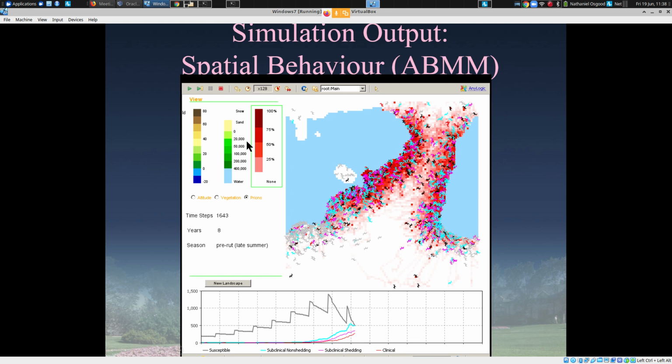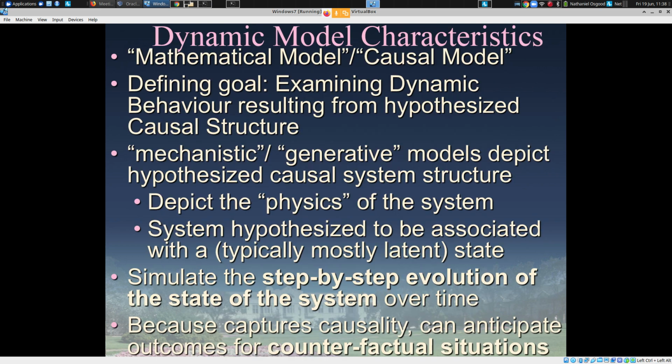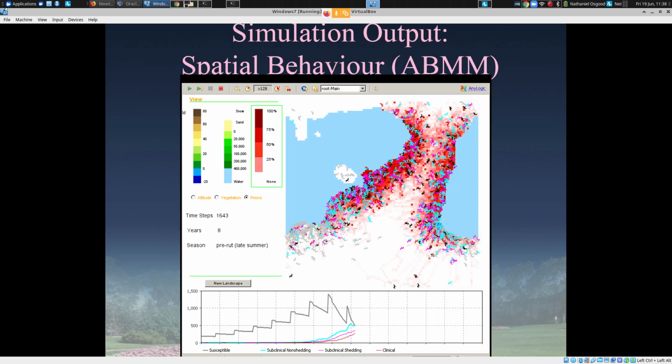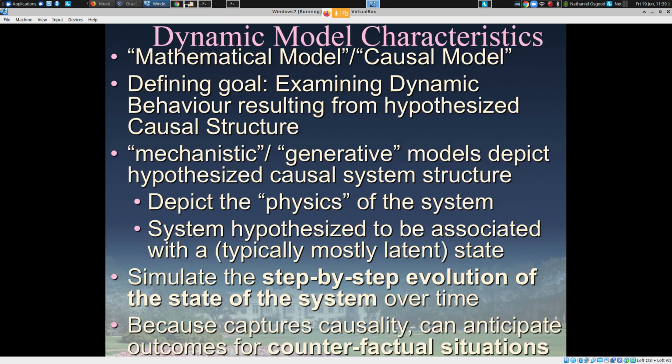Here, each of these little figurines is a white-tailed deer, and those allow us to understand the implications of the models in ways that it would be prohibitive to do in our head.